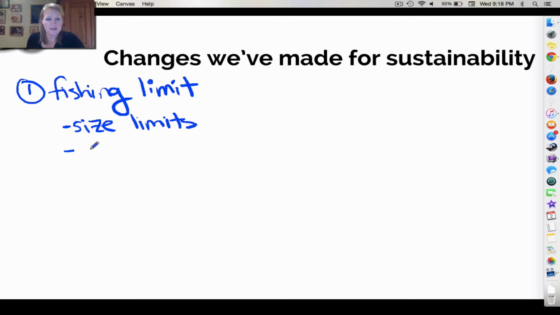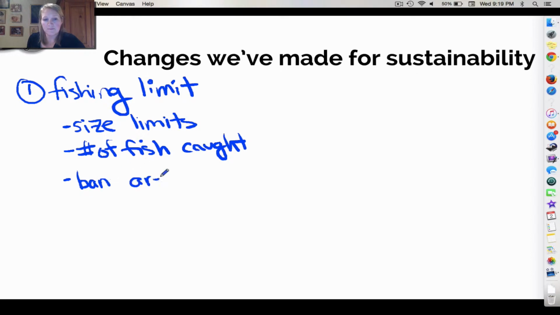There are also policies when you get your fisher's license, knowing that you can only catch a certain number of fish. So you can only catch a certain number of fish, like 10 salmon per person, per season, whatever that is. And then we also actually just outright ban areas.